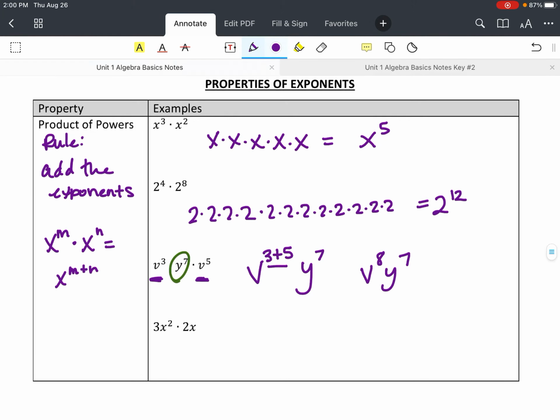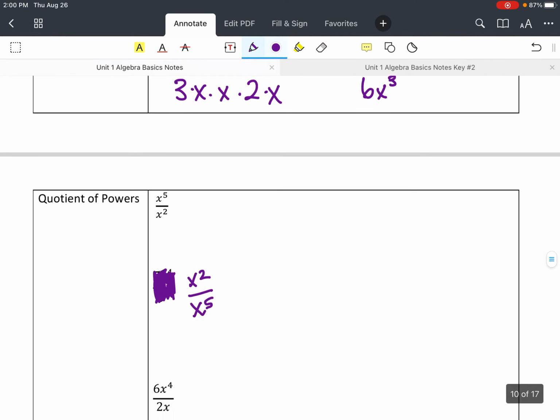In the last example, we're going to draw it out so that you can see what is happening. We're going to do 3 times x times 2 times x. Well, 3 times 2 is 6. They are not the same base, but we can still multiply them together to get 6. And then we have 3 x's, so we are going to write that as x to the 3rd.